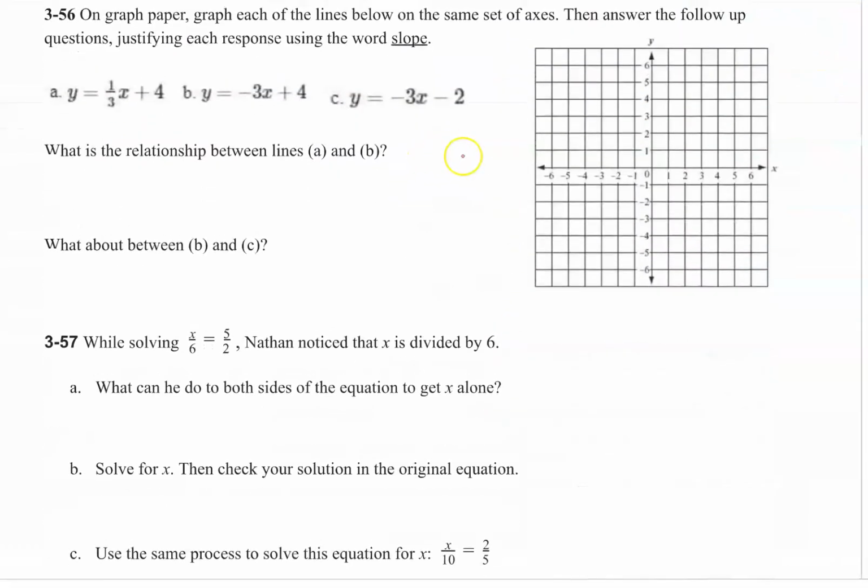3-56. Graph, answer. Use the word slope. Part A. This is the y-intercept. That's the slope. Step 1, go to the y-axis. Plot that point, y-intercept 4, and then rise over run, up 1 over 3.